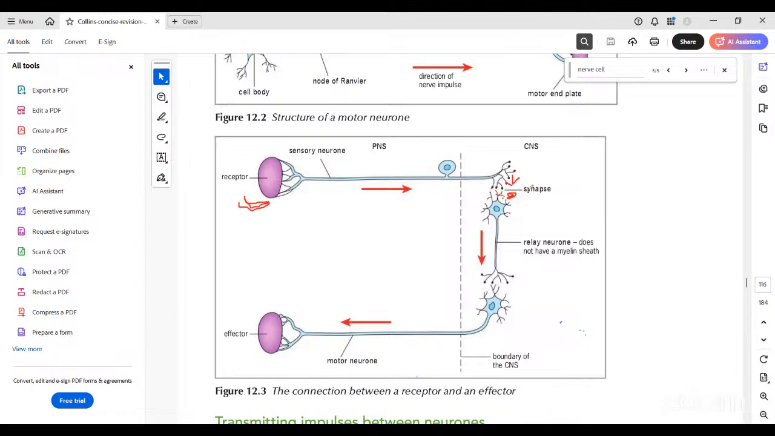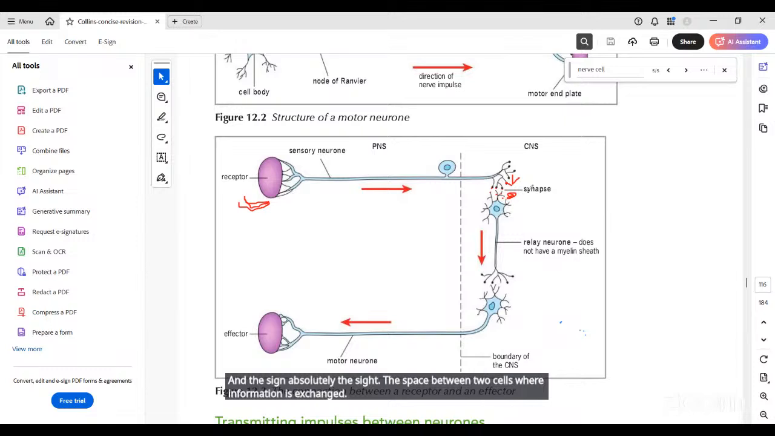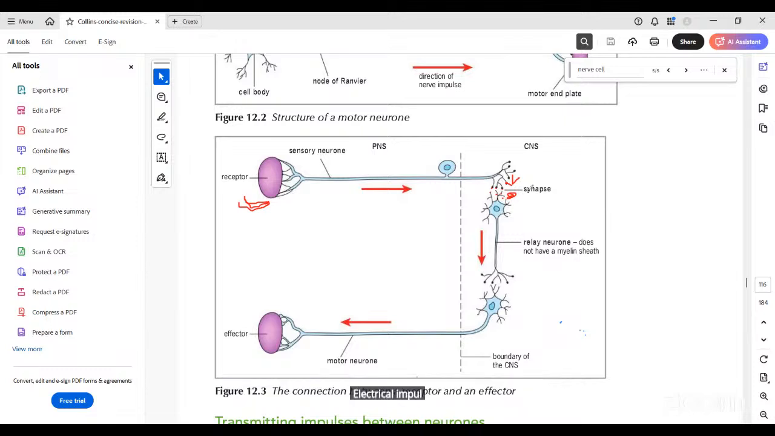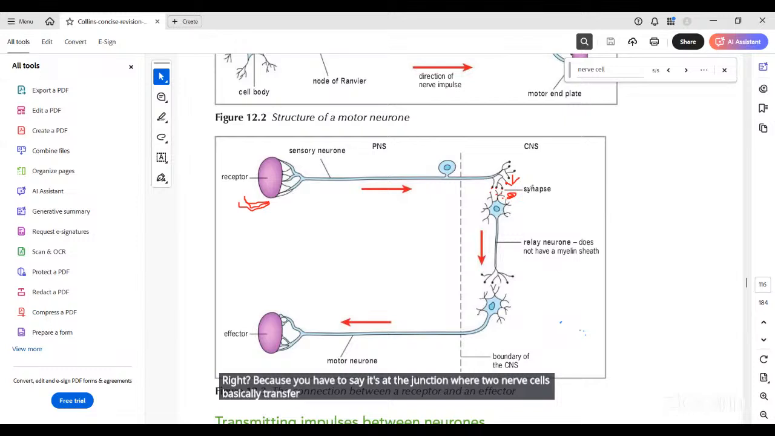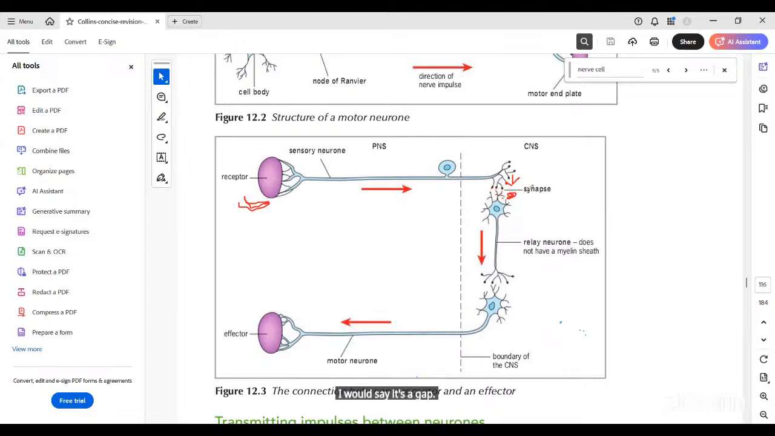And the synapse will be the site or the space between two cells where information or electrical impulses are exchanged. Right? So we could say it's a site, we could say it's a junction, because you have to say the space or the junction where two nerve cells basically transfer electrical or chemical impulses. Or we could say it's a gap. So gap, junction, space, whatever suits you can work.